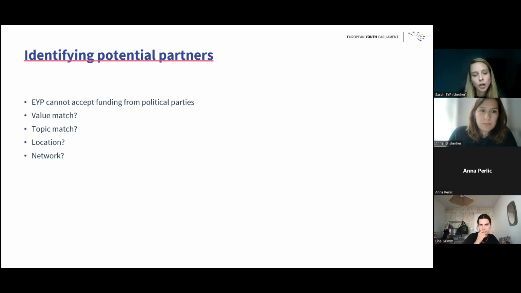And then network, this point refers to the fact that you are not alone. And actually on the network level, also the international office already has partners. Other national committees might have partners that could also be interested in partnering with you on your project or event. So try to reach out to your stakeholders and just ask them for existing contacts that might be relevant for you. And lastly, important to note, EYP as a nonpartisan organization cannot accept funding from political parties. So that's not an option.